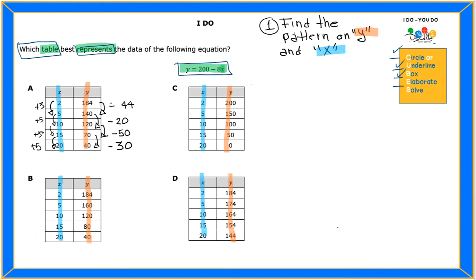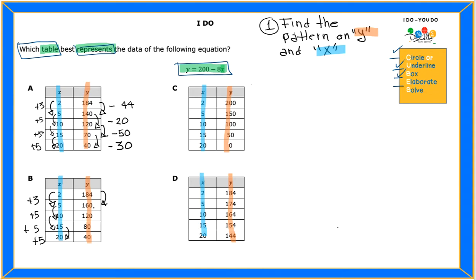Now let's check table B. Let's go from 2 to 5. The difference is plus 3. From 5 to 10, the difference is plus 5. From 10 to 15 is plus 5. And from 15 to 20, it is also plus 5. Now let's check on the y-axis.